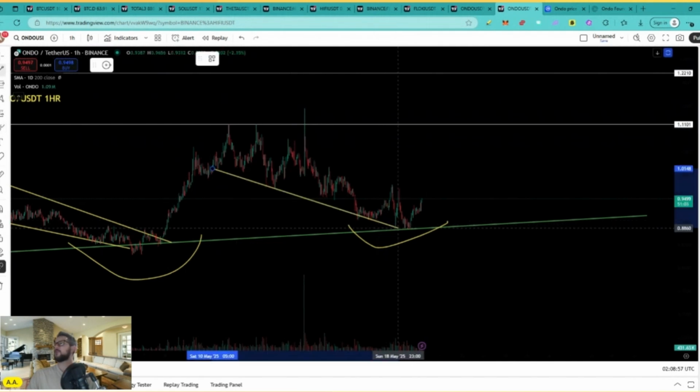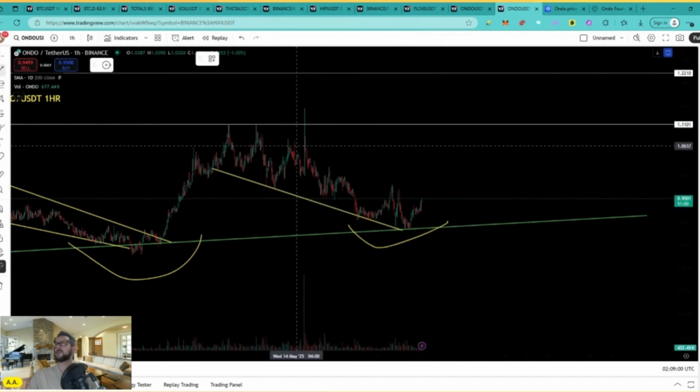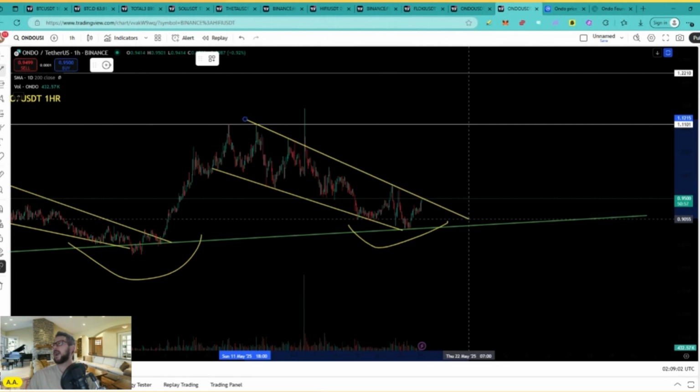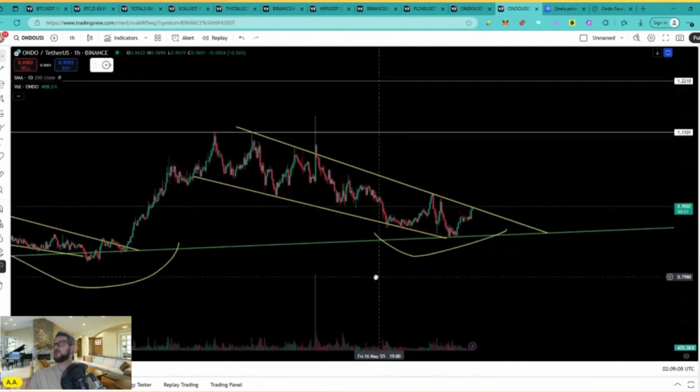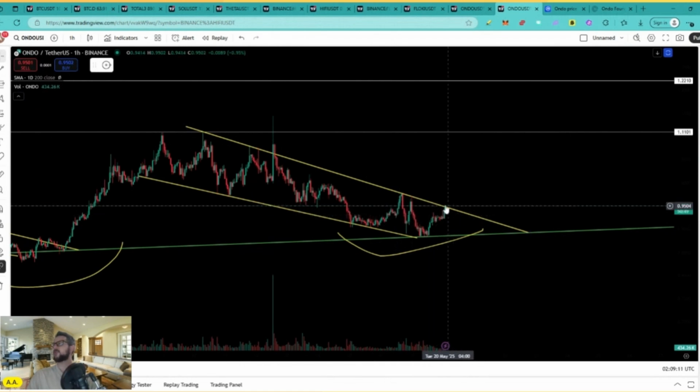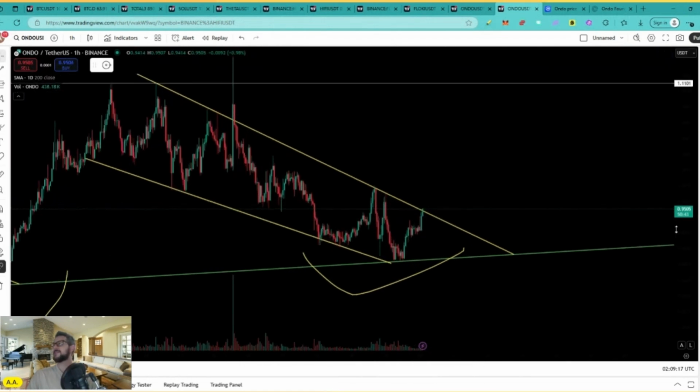Look at this. At this lower descending yellow trend line that has been acting as support, and also this upper descending yellow trend line that has been acting as resistance. The price action has been getting rejected here. And as you see, the price action is currently testing this resistance trend line.